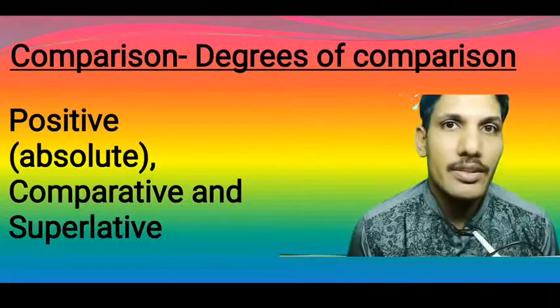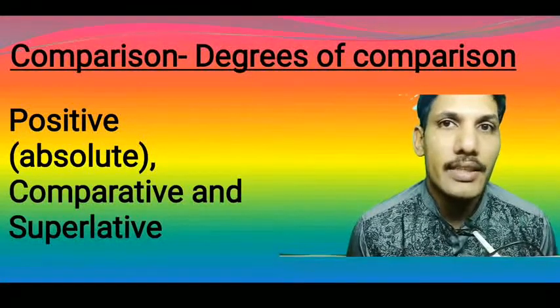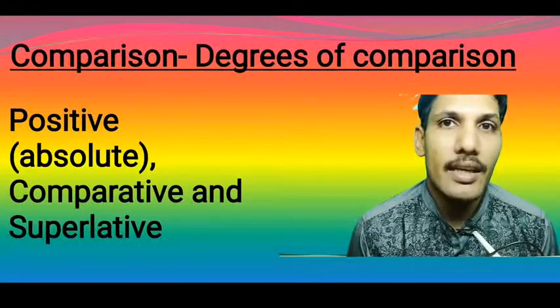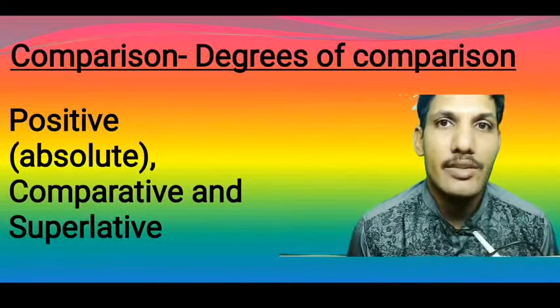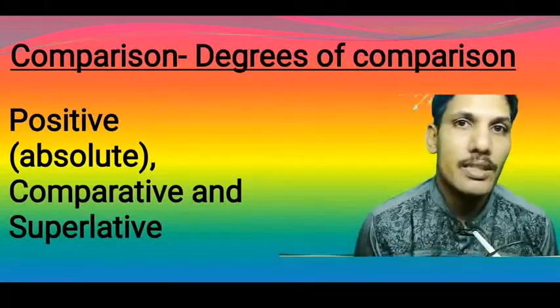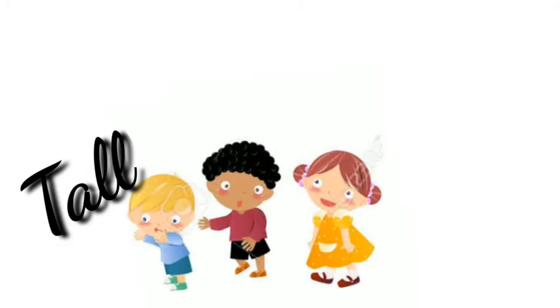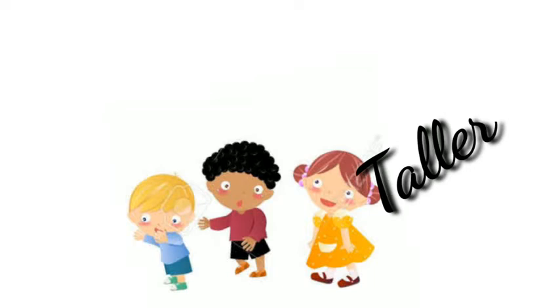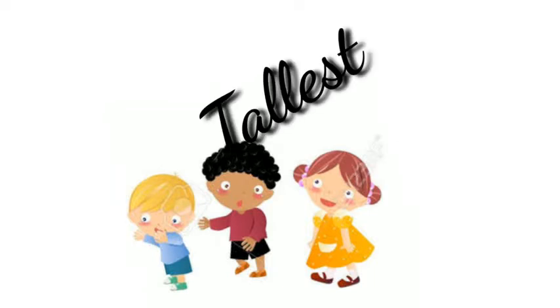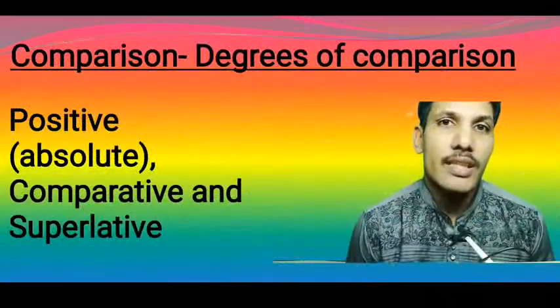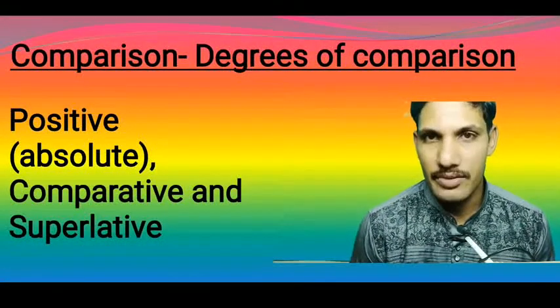The adjectives that end with y take up i and then er and est are added to make the comparative and superlative degrees. This is not the case with all the adjectives.